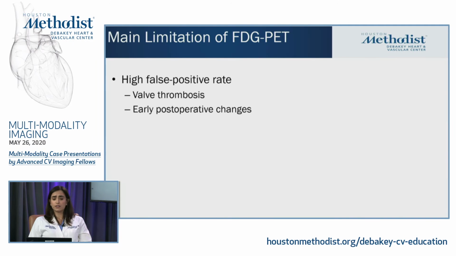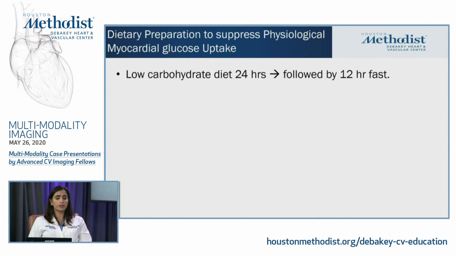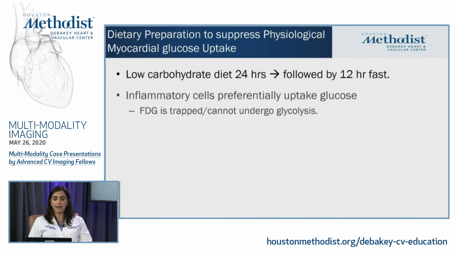So the main limitation there is FDG PET has a high false positive rate. Valve thrombosis and early postoperative changes are very challenging for this modality, as they are for others. In this modality, we need to really suppress the physiological myocardial glucose uptake, so that requires the patients to be on a low carbohydrate diet for 24 hours, followed by a 12-hour fast.